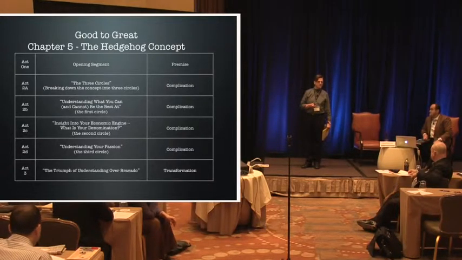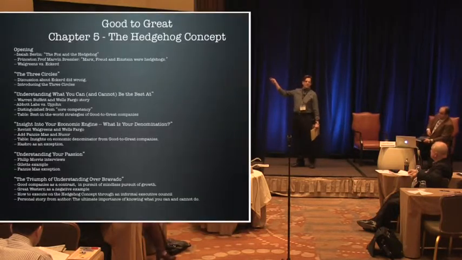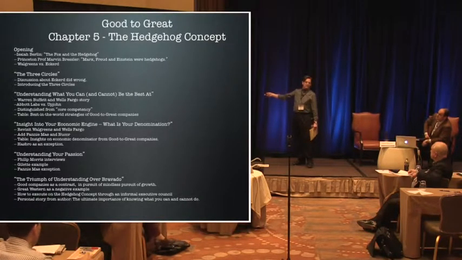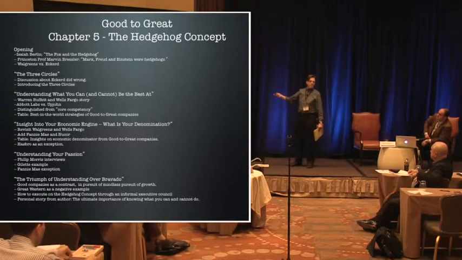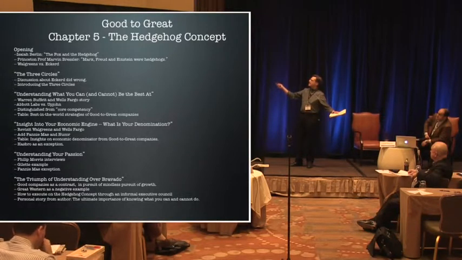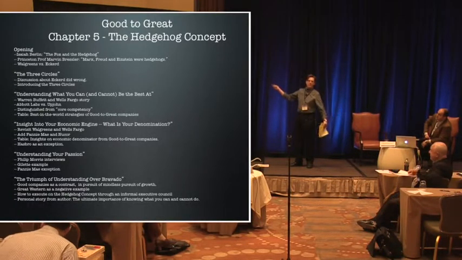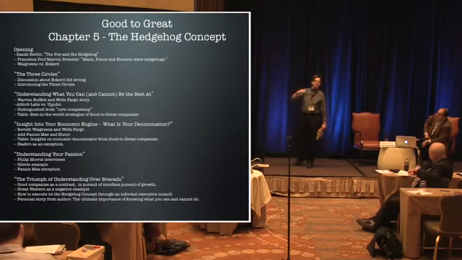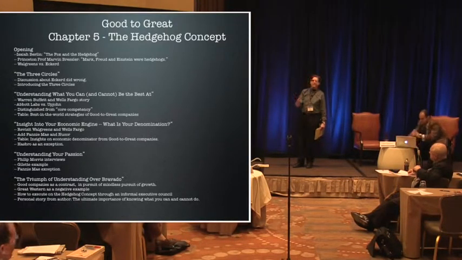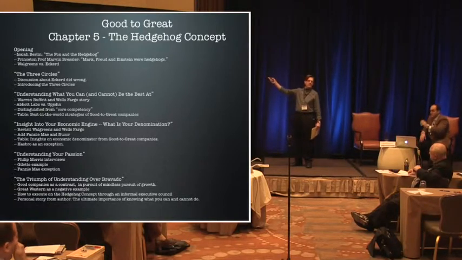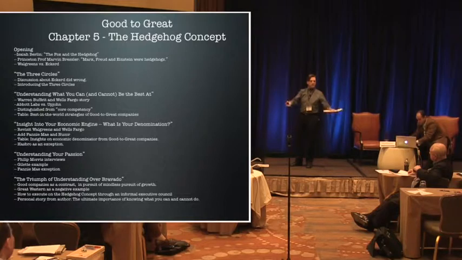Good. Well, here's what I mean. I took the chapter and broke it down into bullet points. I'm not saying this is the way the book was written. They probably had twice as much stuff, and they took some out. But the opening begins with Isaiah Berlin, a description of the Fox and the Hedgehog story, and Princeton professor Marvin Bressler: Marx, Freud, and Einstein were hedgehogs. Now, if they went right into the opening of the three circles, they would have lost that description of what a hedgehog really is, which is really entertaining, really interesting. Then they go right into a Walgreens versus Eckerd story to embody that premise.